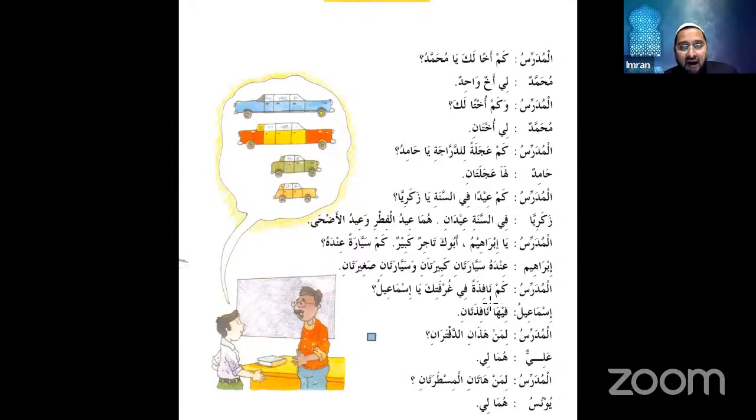Then we say kam nafidatan fi ghurfatika ya Ismail. And Sister Zahra had already read in the point to remember, whenever a ta marbuta comes in the accusative case, when it should get a fatha tanween, there is no alif. So that's the reason why it's only kam nafidatan. How many windows in your room, O Ismail? Fiha, because ghurfatun is feminine. So that's the reason why we say fiha, in it, referring back to the room. Nafidatani, there are two windows.